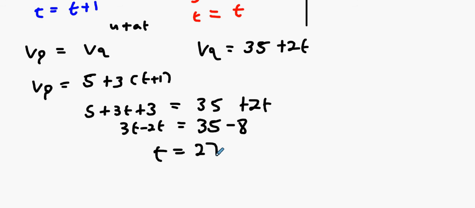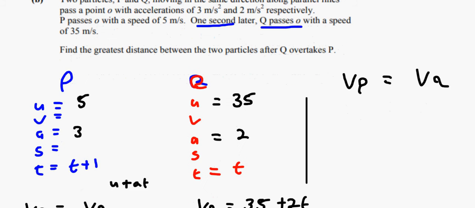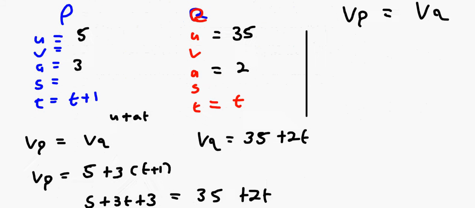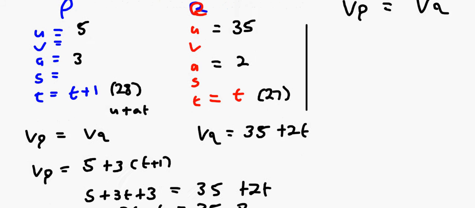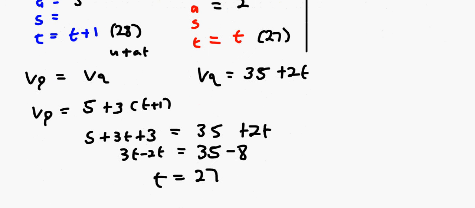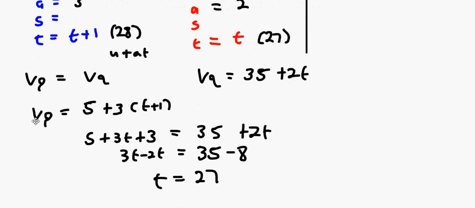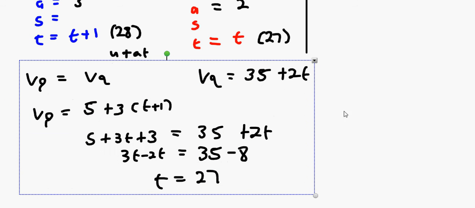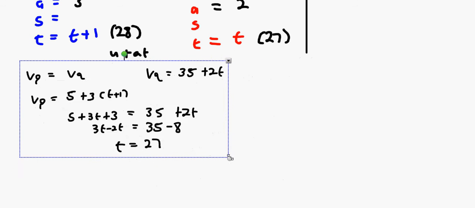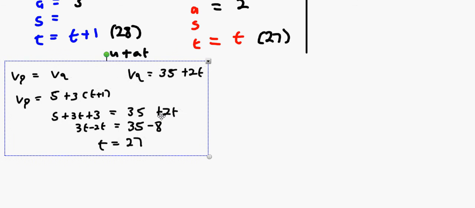But what we're saying is, we don't even need the T value, it's not important. So basically P is traveling for 28 seconds and Q is traveling for 27 seconds. Does that make sense? One of them's traveling for 28, the other one's traveling for 27. Now, we have to find the distance both of them have covered and then take away the distance from both of them. So let's see what distance both of them covered.